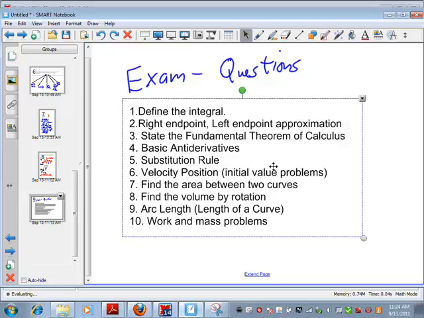Which problem worries us the most? 10. Reasonable. And that always happens. The last problem on the exam is usually the one that worries us the most because we haven't practiced it yet. I think it's 7 and 8. Okay, so for 8, I'm going to give you a graph.